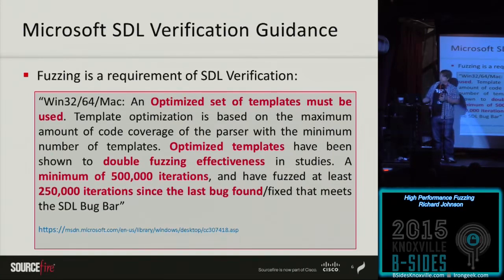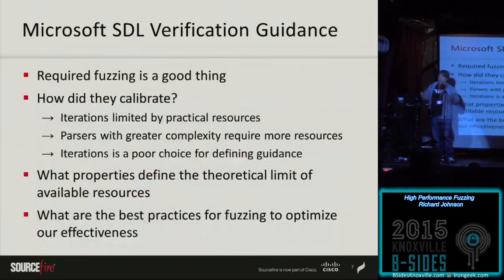So obviously, it's going to be bounded by the practical resources you have available, right? Do you have a fuzzing cluster? If you do, how many cores do you have available? How much RAM do you have available? So they needed a reasonable limit. But without taking into account the actual target itself, it's really hard to put a discrete number on how many iterations you should be doing.